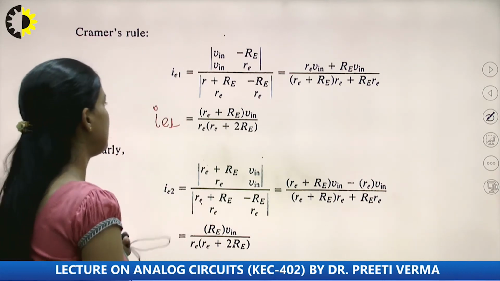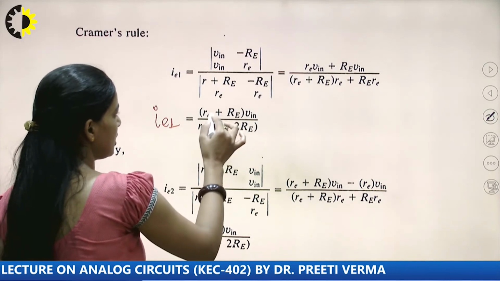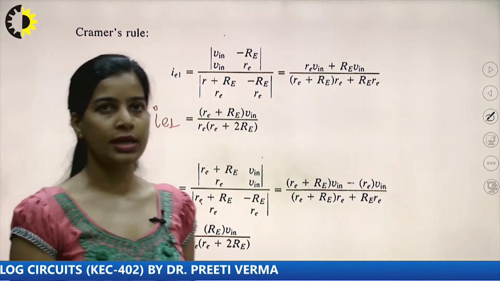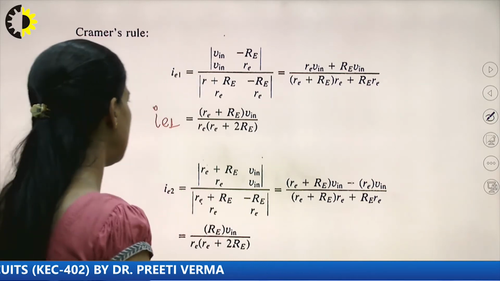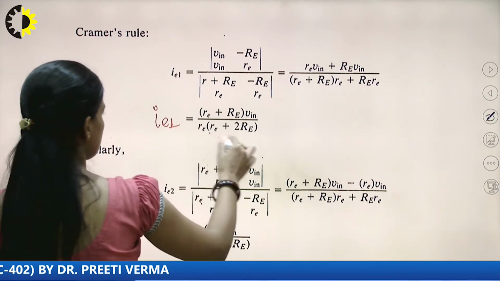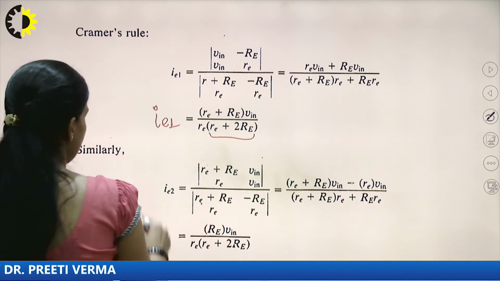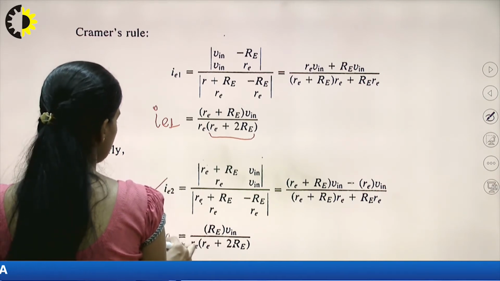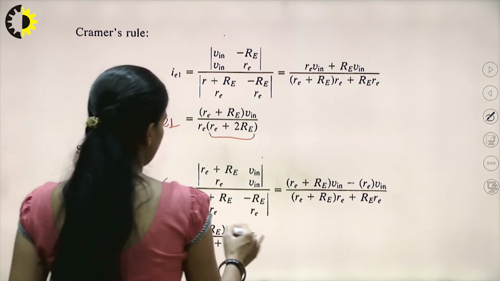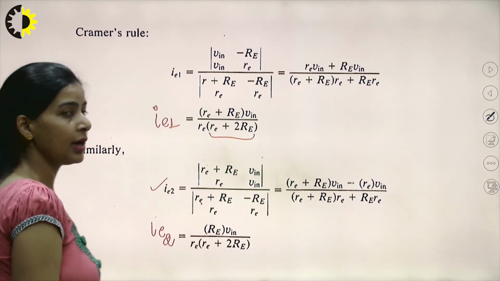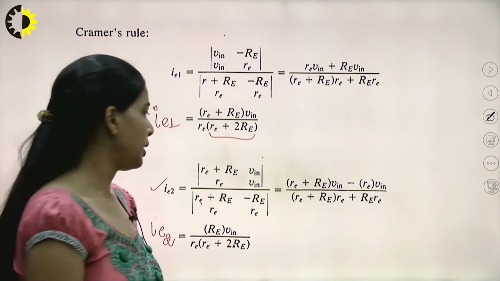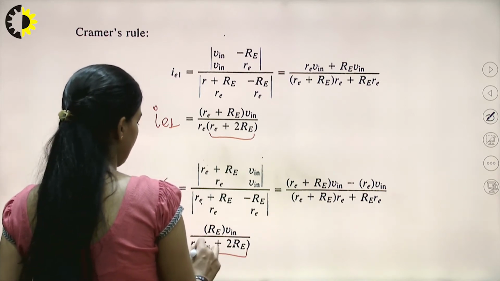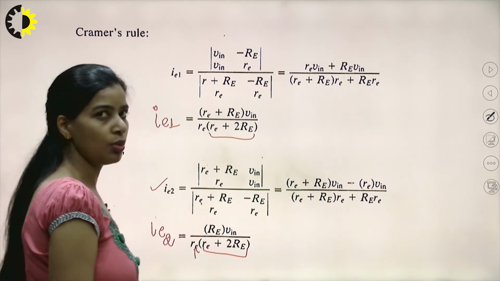So the IE1 that we get is the small re plus capital RE multiplied by the input voltage divided by re and re plus 2RE. Similarly, we can find IE2, and this is the expression of IE2: the resistance RE multiplied by input voltage and divided by the sum of re plus 2RE multiplied by the resistance small re.